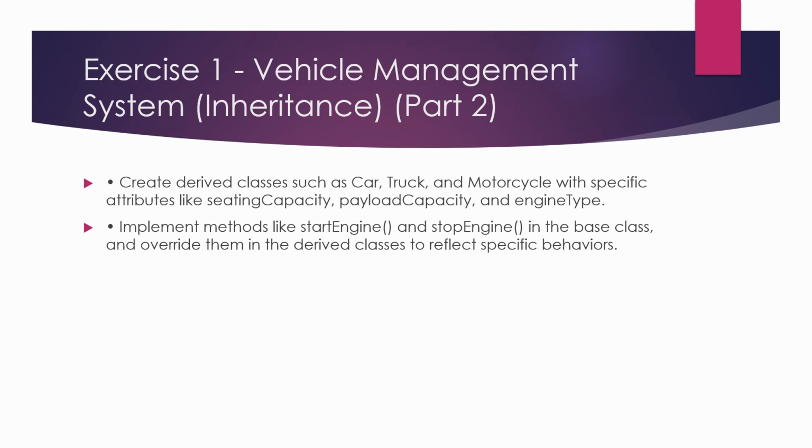Next, we will create derived classes such as Car, Truck, and Motorcycle. Each of these will inherit from the Vehicle class and have specific attributes of their own. For example, the Car class might have a seating capacity, while the Truck class would have a payload capacity. We will also implement methods like startEngine and stopEngine and override them in the derived classes.